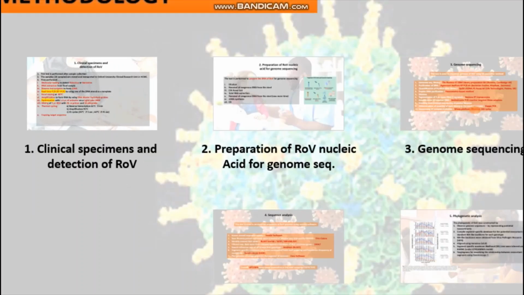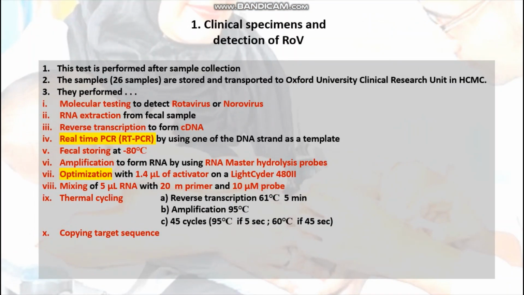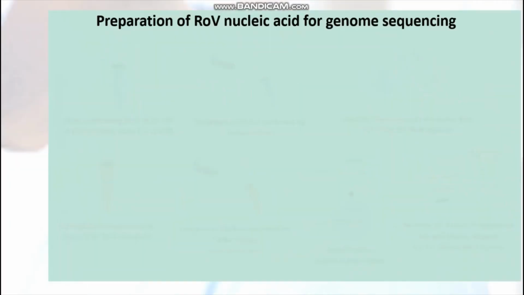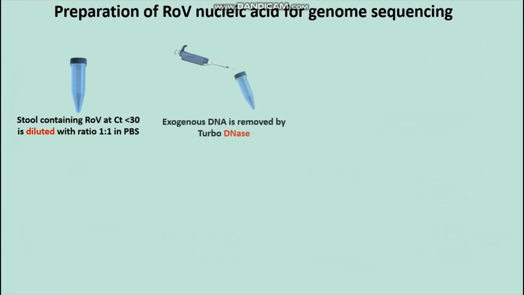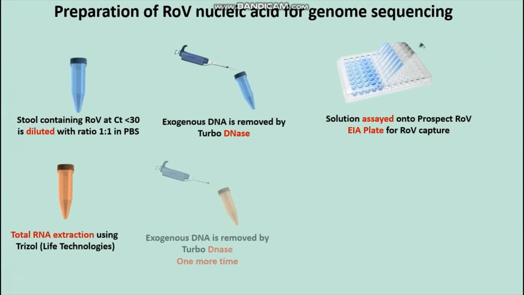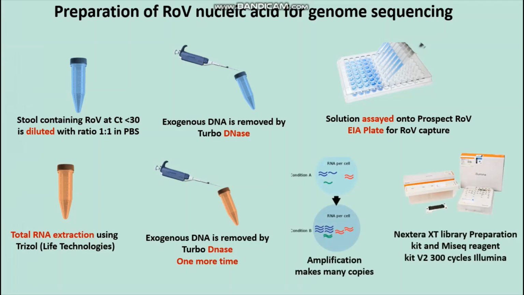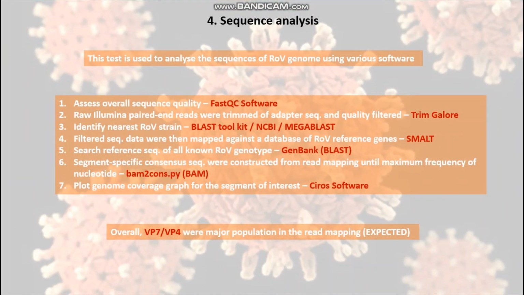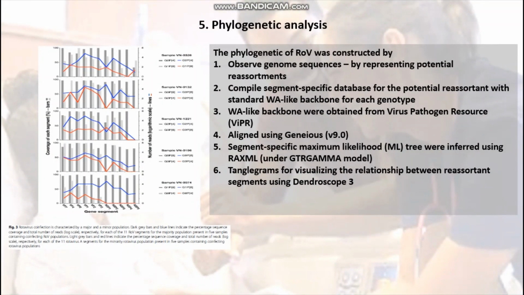The first method is clinical specimens and detection of rotavirus. The second one is to prepare the rotavirus cDNA for genome sequencing. Here, the important step is doing the EIA plate to prepare the ROV genome. Then, we pursue the genome sequencing by using various kits and technologies to purify the DNA. Illumina is also used to sequence the sample. Next, we analyze the sequencing of the rotavirus genome using software. And the last method is to analyze the phylogenetic tree by assorting the genotypes of each segment.